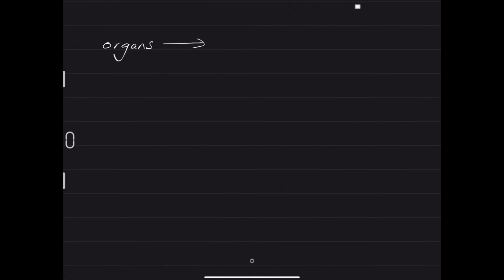Now we have to define the organ or organs. So organs, we say, are a collection of tissues or a grouping of tissues. So let's say organs are a collection of tissues. So you can see straight away now that the order of size has increased.